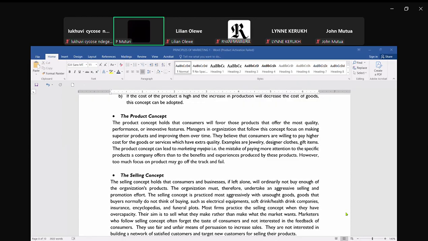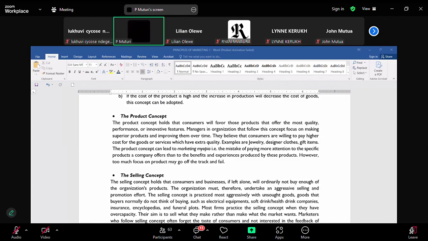So can you charge a higher price? That's perhaps the question to ask. Is there a market willing to pay that high price for the extra quality? So that's the question around that orientation.